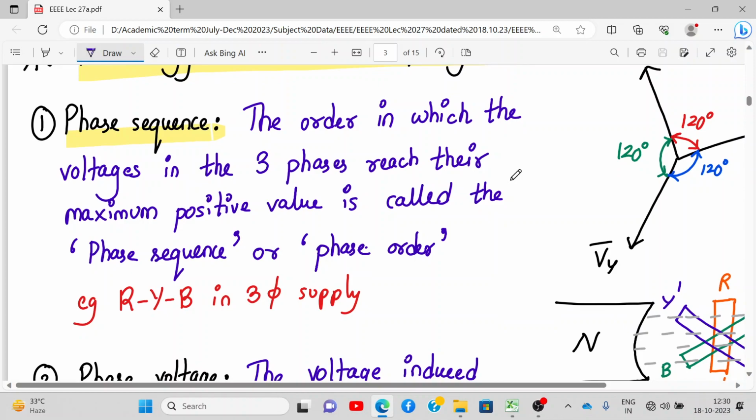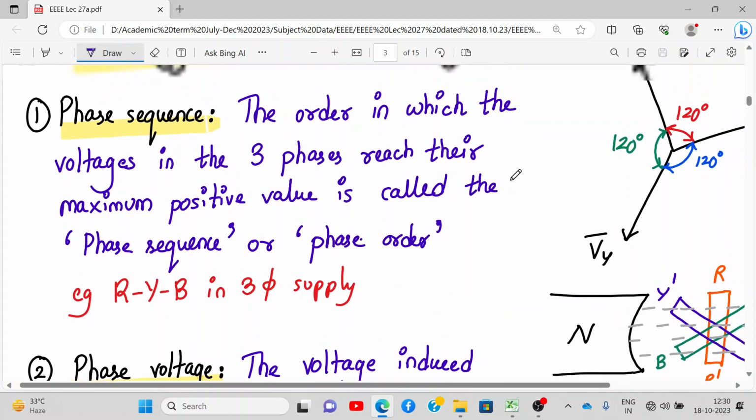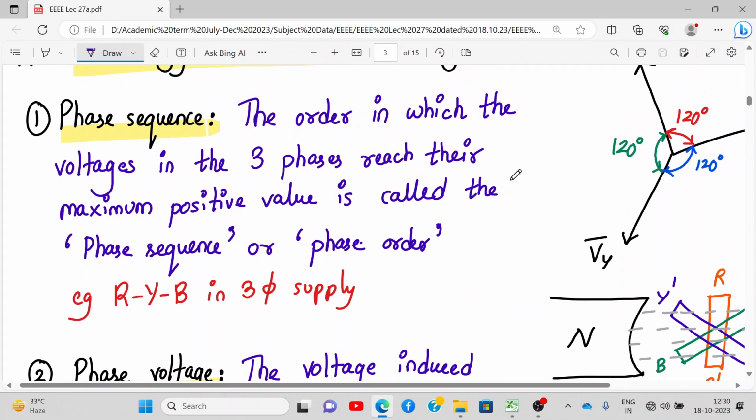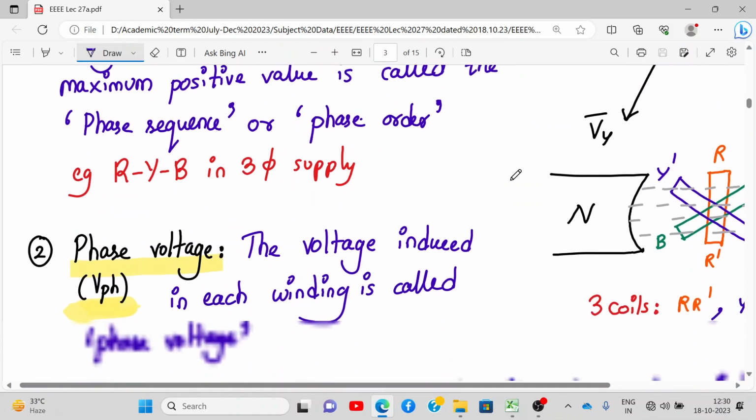So write down the example over there. R Y B is my phase sequence. Alright? R Y B is the phase sequence. Can I move on to the next one?